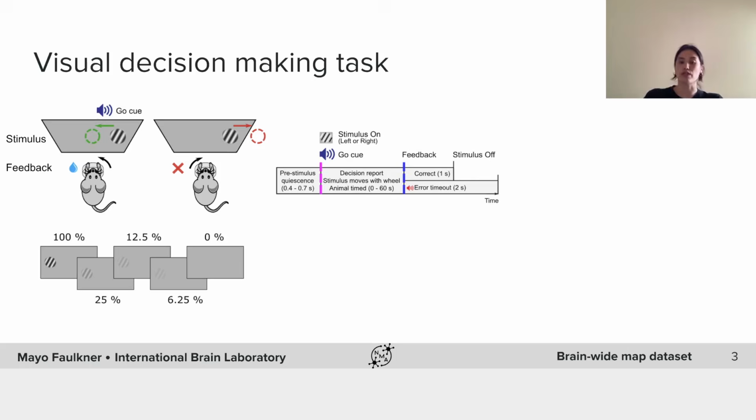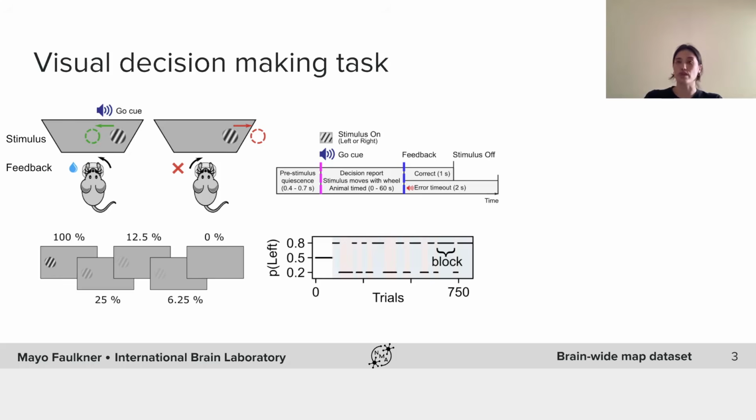The probability of the visual stimulus appearing on the left or the right of the screen also varied in blocks of trials throughout the task, with the probability varying from 20% to 80% likely to appear on the left. This change of block was not indicated to the mouse in any way, and so in zero contrast trials they needed to use their prior knowledge of the block structure of the task in order to infer which side the stimulus was most likely to be.